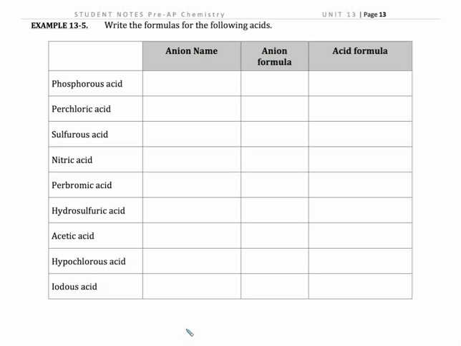Now to go the opposite way, let's look at the ending. We have ous and no hydro in front. Ous came from ite, so that must be phosphite.